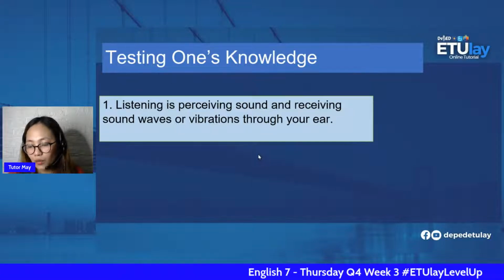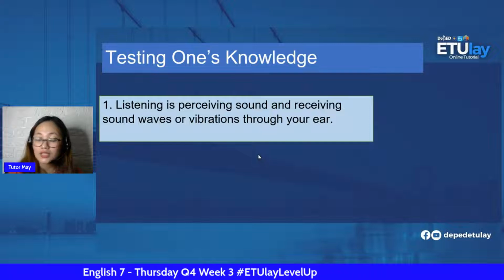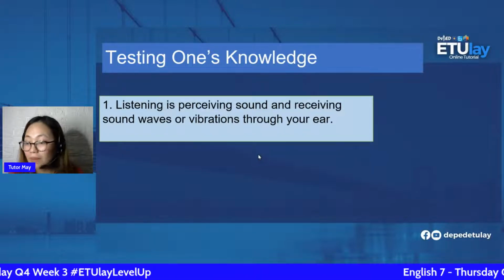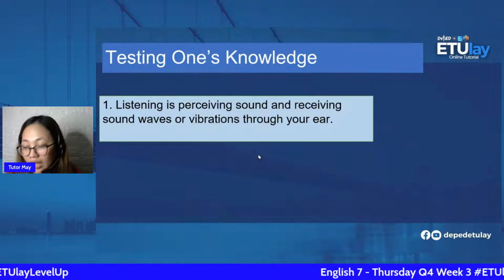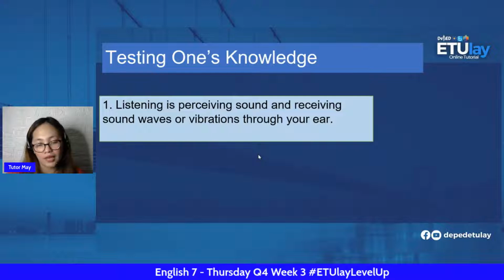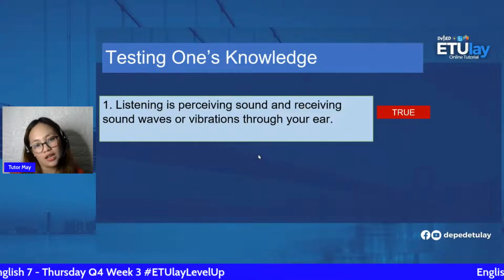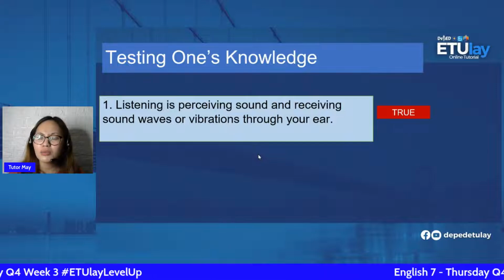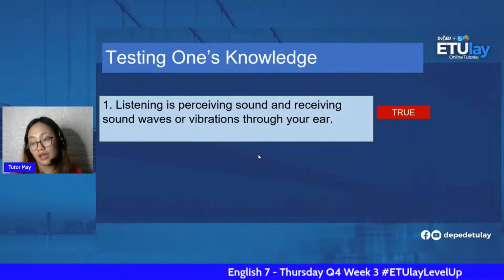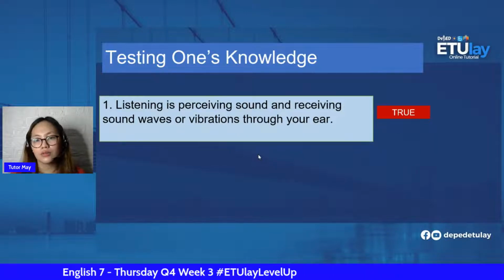Okay, sabi ni William, it's true. Is it true that listening is perceiving sound and receiving sound waves? Okay, sabi ni Micah, meron siyang isang, may sagot siya, sabi na false. So your answers are mixed. Actually, the answer for number 1 is listening is perceiving sound and receiving sound waves or vibrations through your ear. This is true. Okay, so there you go.